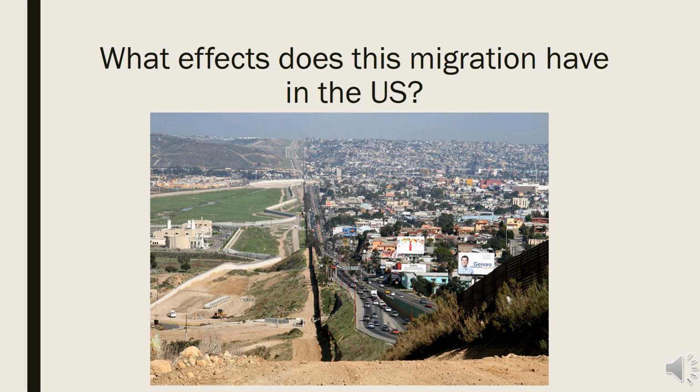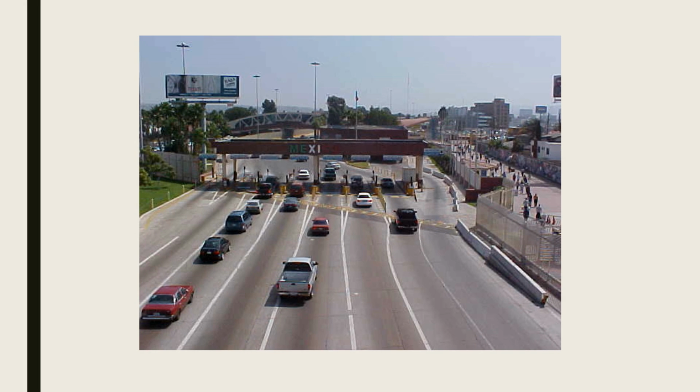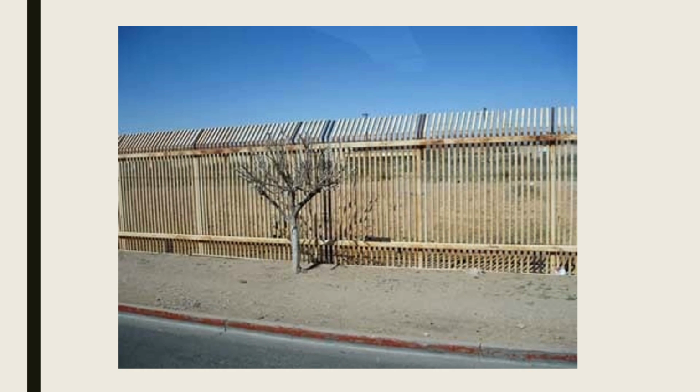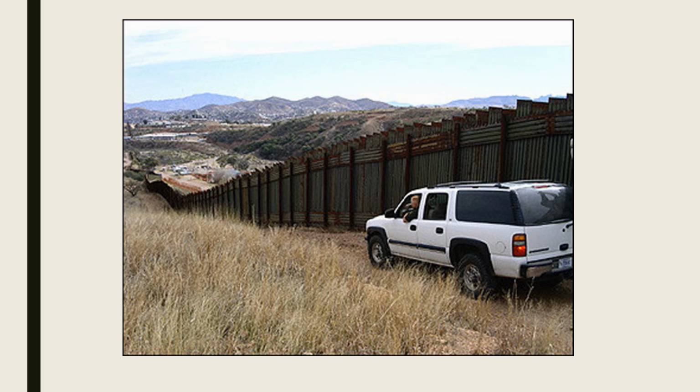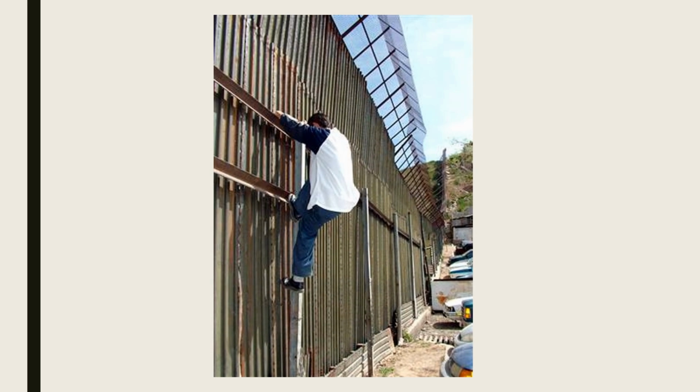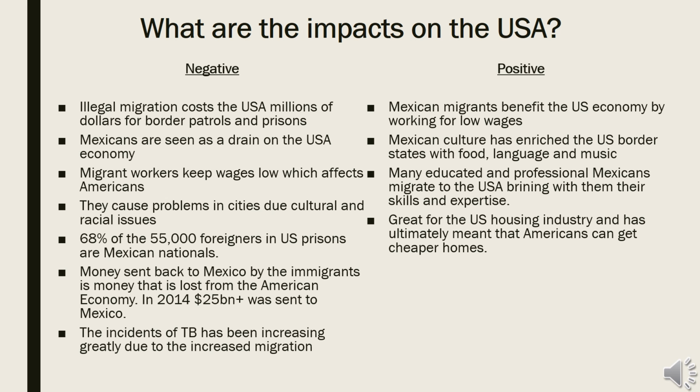So, what effects does this migration have on the United States of America itself? In the following pictures you'll be able to see border photos and other photos indicating some of these impacts. Now, not all of these impacts are negative. We can see that they're divided into two different categories. There are undoubtedly negatives, but there are also some positives as well. Let us start with the negatives.